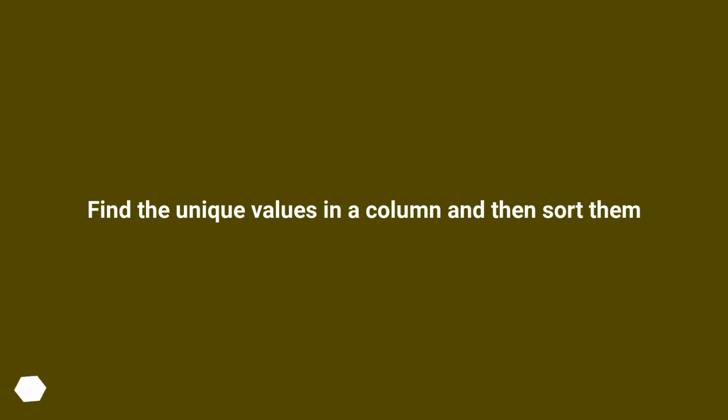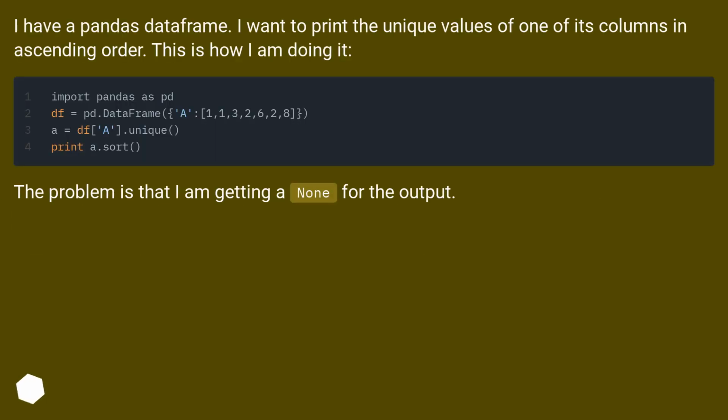Find the unique values in a column and then sort them. I have a pandas data frame. I want to print the unique values of one of its columns in ascending order. This is how I am doing it. The problem is that I am getting a None for the output.